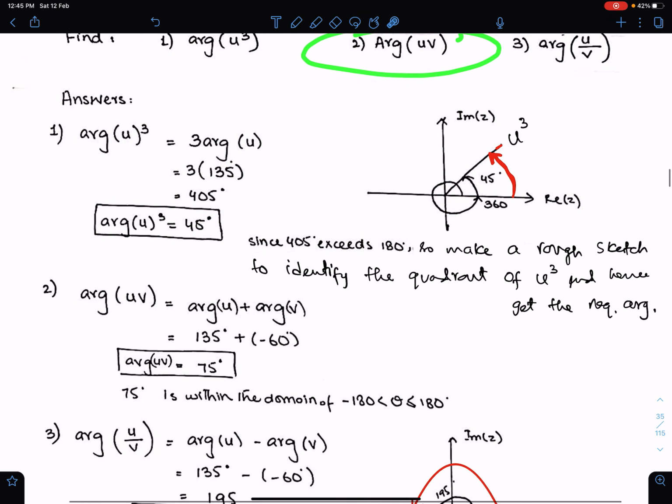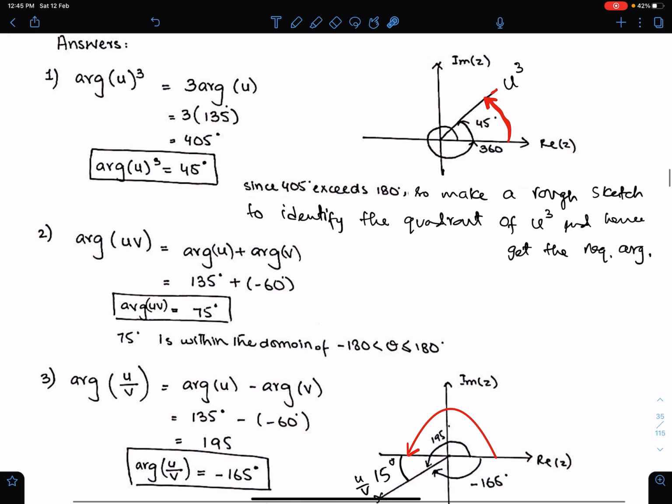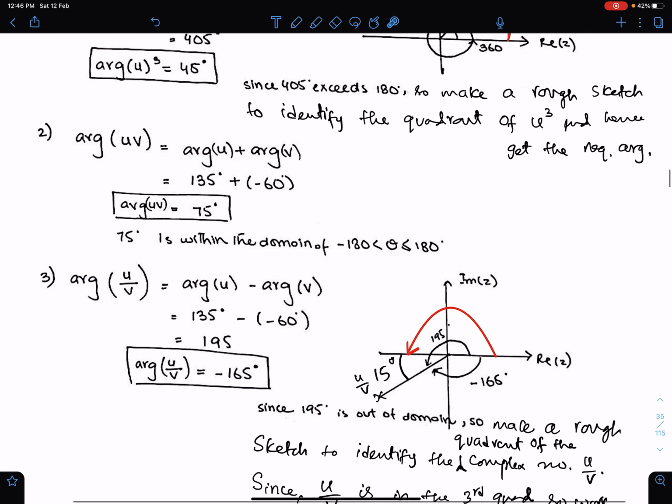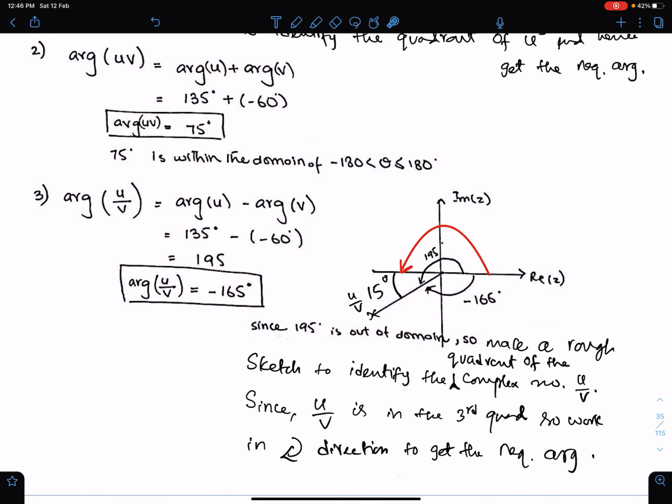Next, argument uv. According to property number 2, we can easily find this argument. So argument u plus argument v. This is 135, this is minus 60, so 75. Since 75 is within this domain, this answer is perfectly fine. You don't need to change this argument. The next one. Argument u upon v. We can write this as argument u minus argument v according to property number 3.